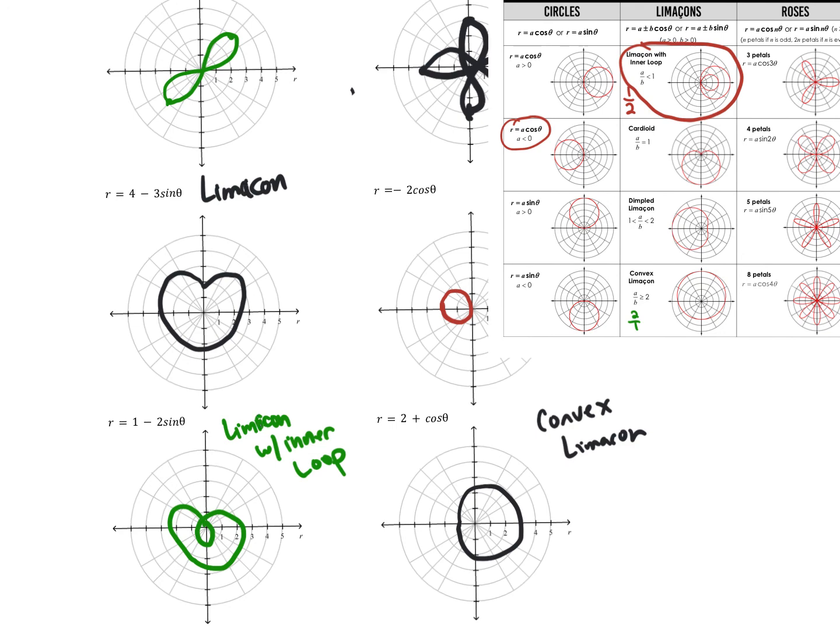Okay. So those are just some examples of some different types of polar graphs. Again, you'll see lots of different ones when you start graphing these on your assignment. But if you do have questions on any of these graphs, please do let me know.